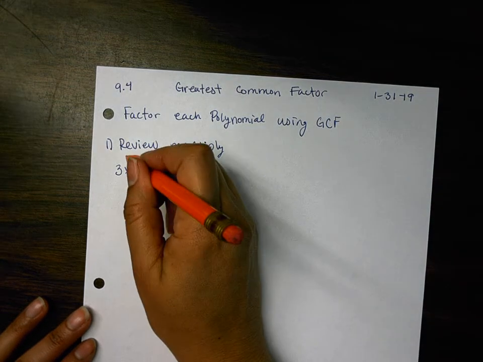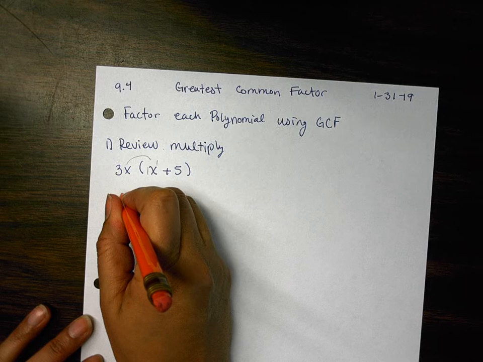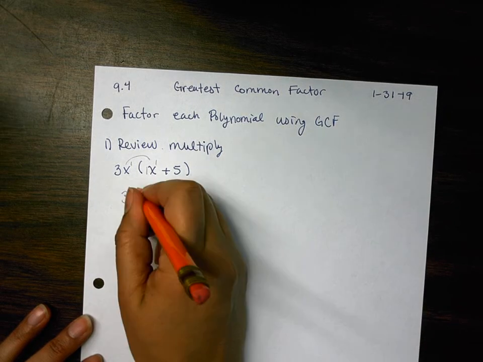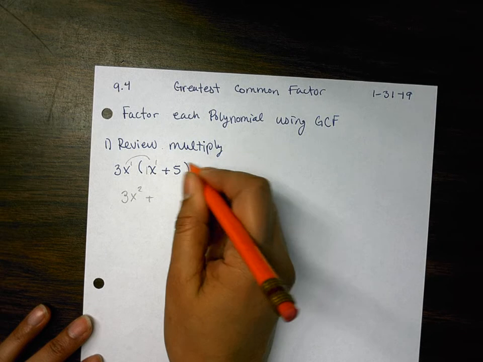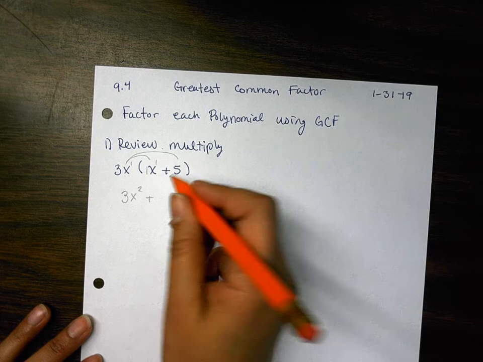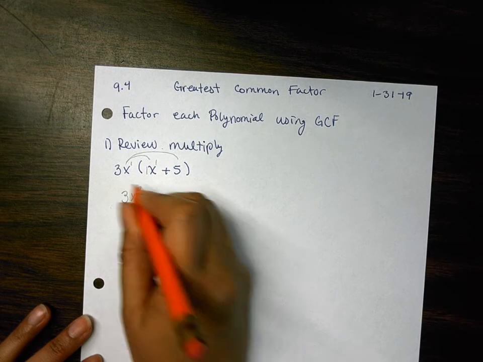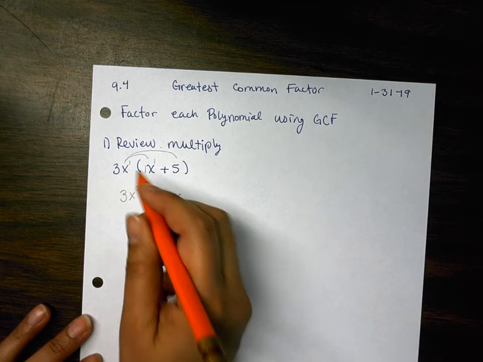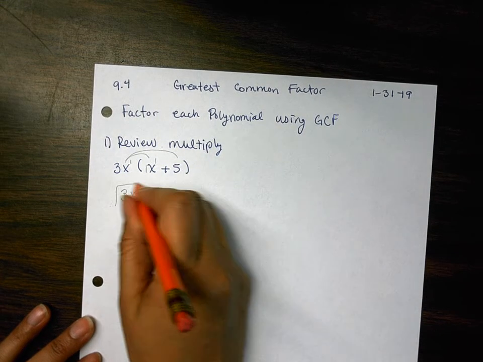So what is 3 times 1? X to the what when you add? Second power. Plus, there is no x here to add any exponents, but you still multiply. What does that give you? 3x times 5 is 15x. Do you guys all agree?